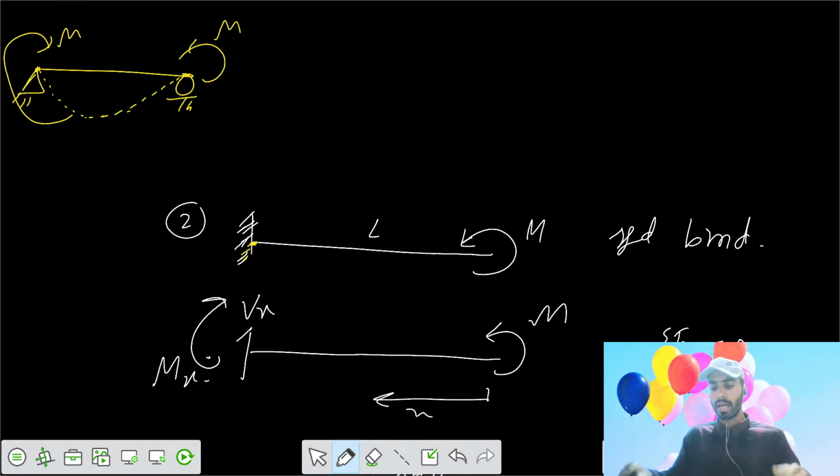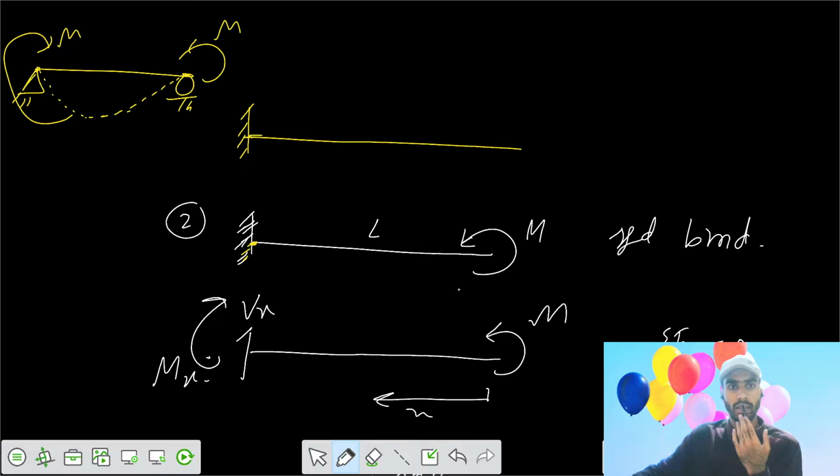Then if you apply a moment M, from this side is your fixed beam. So if you apply moment M acting anti-clockwise at this free end, your deflected shape would look like this. We can say it's a sagging bending moment. Because of that sagging bending moment, you have this deflected shape. Here the slope should be 0. So your deflected shape would look like this.